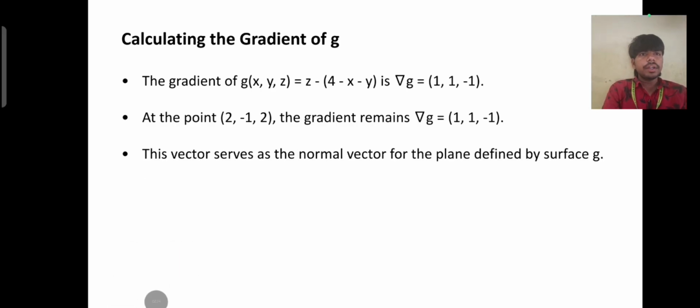Calculating the gradient of g. The gradient of g(x, y, z) = z - (4 - x - y) is ∇g = (1, 1, 1) at the point (2, -1, 2). The gradient remains ∇g = (1, 1, 1). This vector serves as the normal vector for the plane defined by surface g.